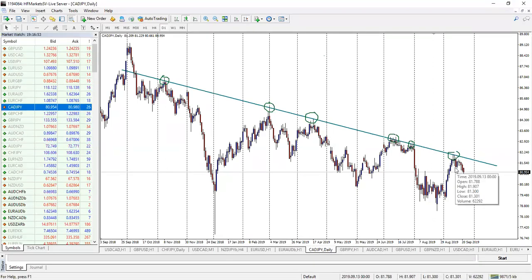Now, look carefully at this area where there are these rejections. At the area of rejection, make a close look at these areas. I want to show you something, guys. Okay, let's start with this one.